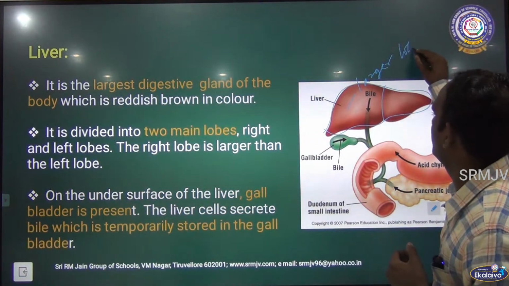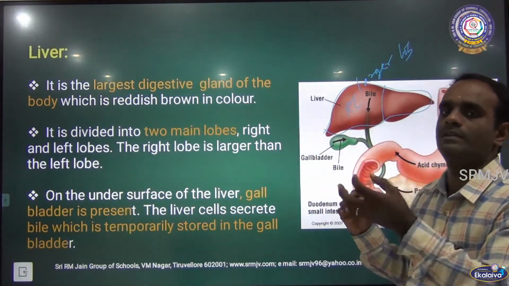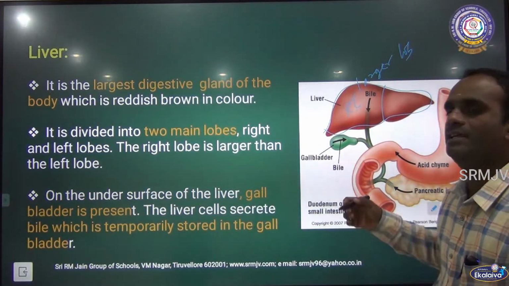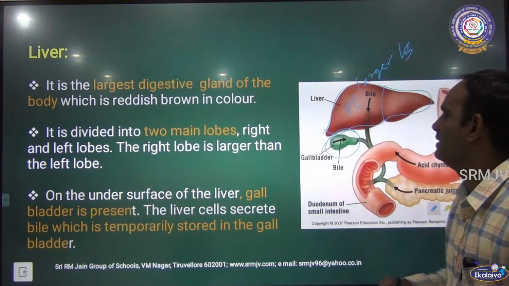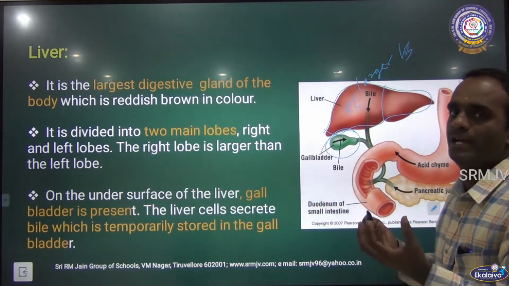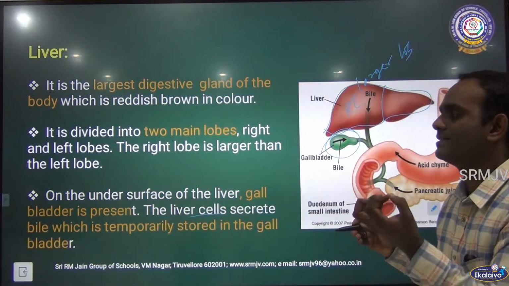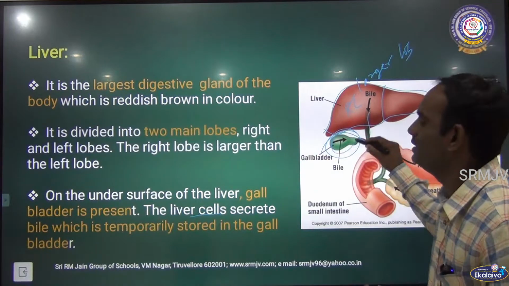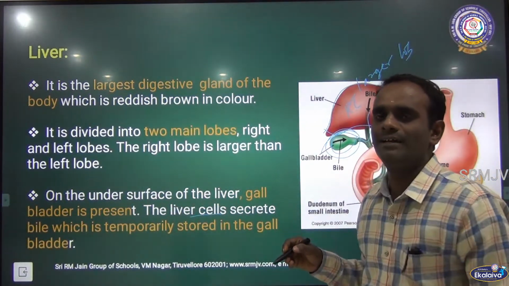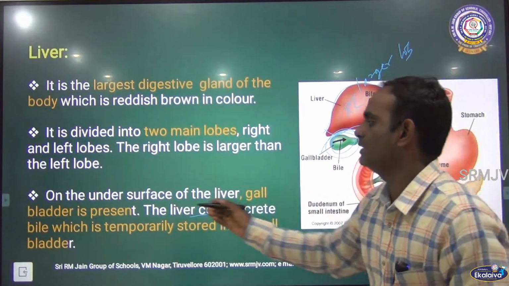The right lobe is larger, and the left one is smaller when compared with the right lobe. On the outer surface of the liver, the gallbladder is present. The main function is that the liver cells secrete bile. So all this bile is temporarily stored in the gallbladder. Can you get my point, children? The gallbladder is present on the outer surface of the liver.